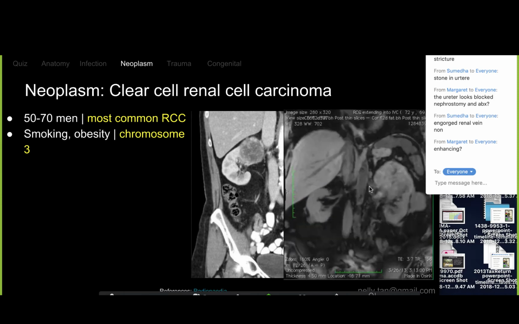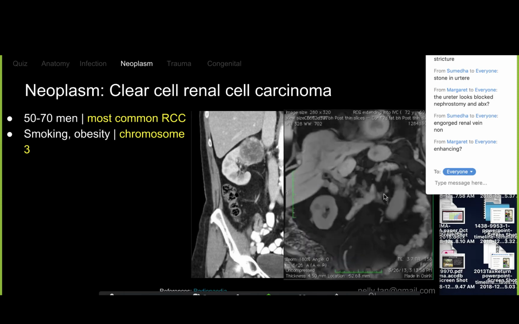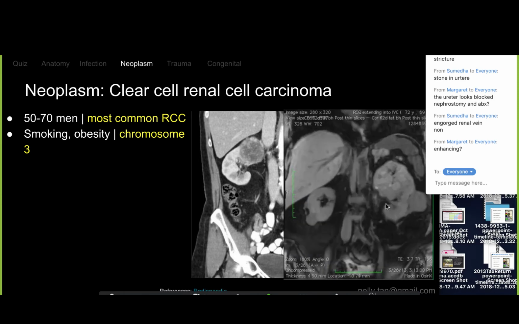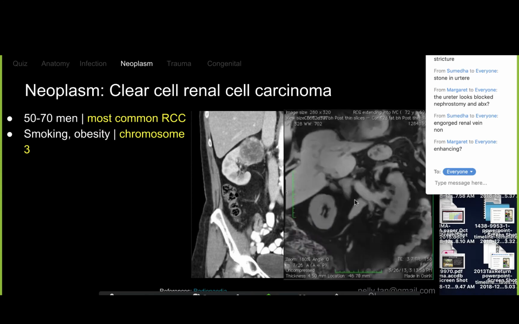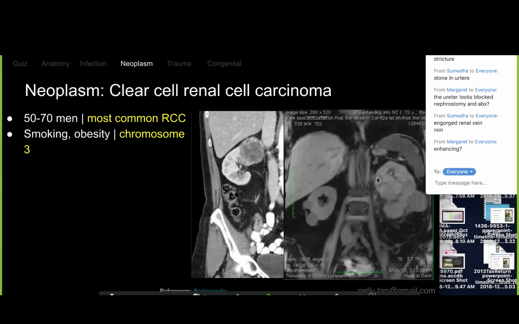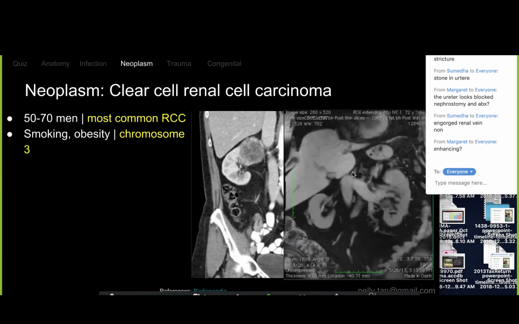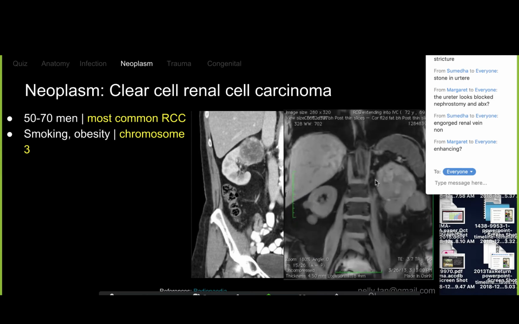A tumor thrombus is vascular, and it's just the tumor crawling into the renal vein and up the IVC. In contrast, bland thrombus is just a clot, so clots won't enhance. So here we have a T3 tumor.